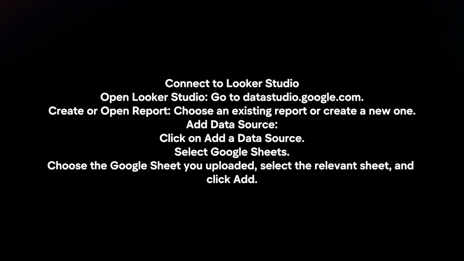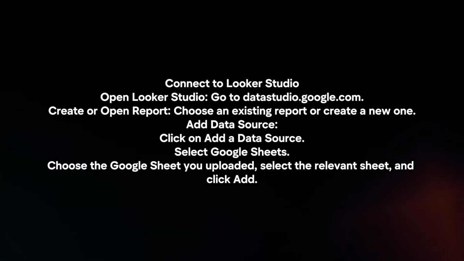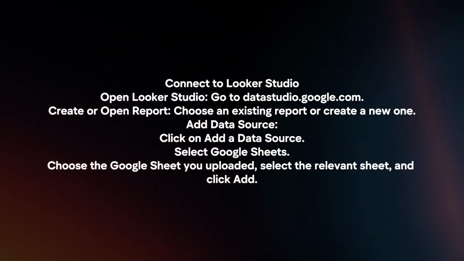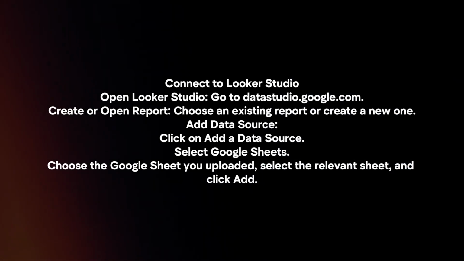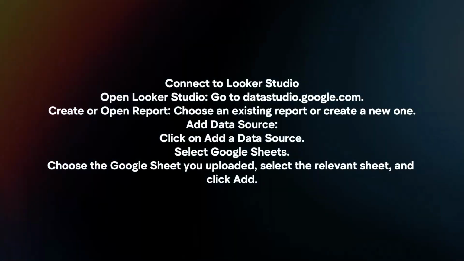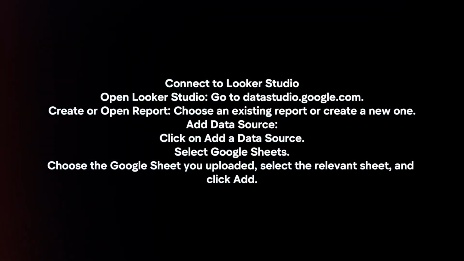Connect to Looker Studio. Open Looker Studio. Go to datastudio.google.com. Create or open report. Choose an existing report or create a new one. Add data source. Click on Add the data source. Select Google Sheets. Choose the Google Sheet you uploaded, select the relevant sheet and click Add.